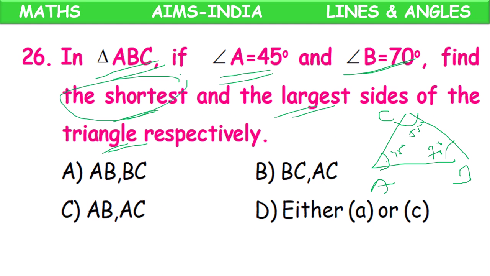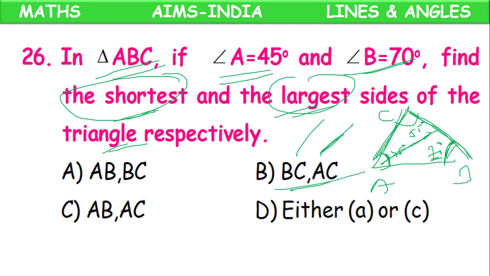What is the shortest side? The side opposite to the shortest angle is the shortest side. 45 degrees is the shortest angle. For that opposite side is BC. BC is shortest side. What is largest side? What is largest angle? B angle, 70. Opposite to that we have AC. So AC is the largest side. So the opposite side of shortest angle will be shortest side. Largest angle will be largest side.